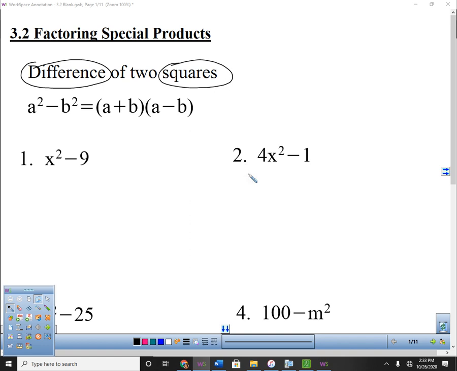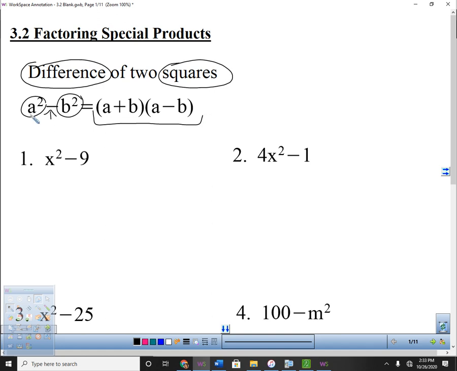We're talking about the difference of two squares, which is the special product. So if your beginning number of your two terms is a perfect square, and the last number is a perfect square, and you have a minus in between, then you can factor that into two binomials just like you do a trinomial, okay? So what you do is you square root the front number.